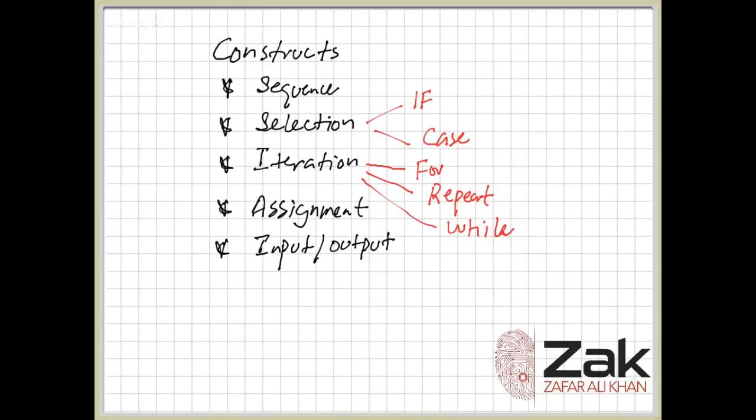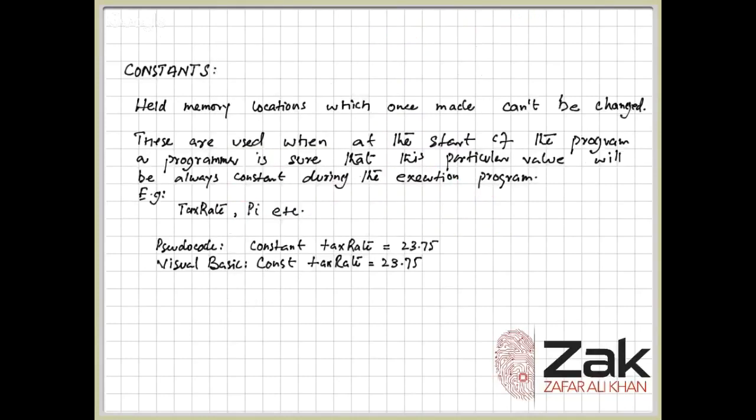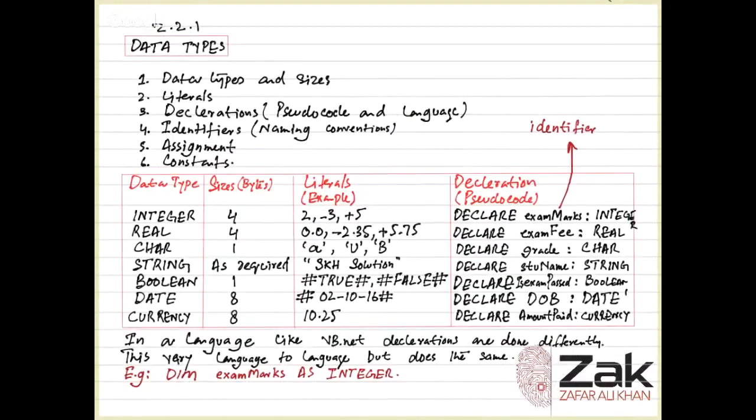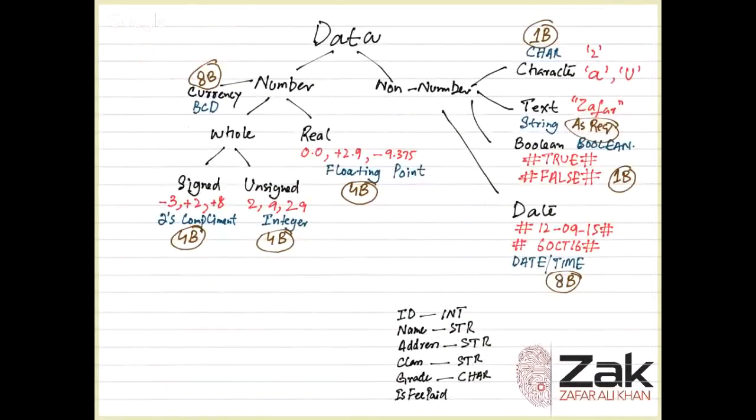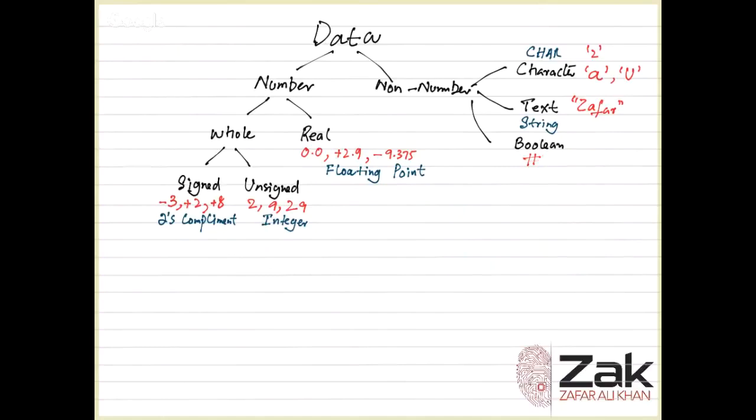Okay. Now, data types. If we look at the data type on top, we have got two sides of it. First one is number data types, the other one is non-numbers. Numbers data type is having two major sides, whole numbers and real numbers. And third one is currency.